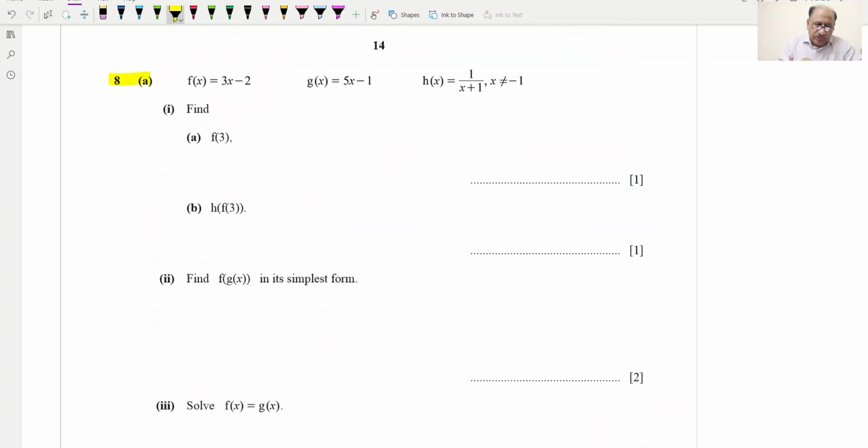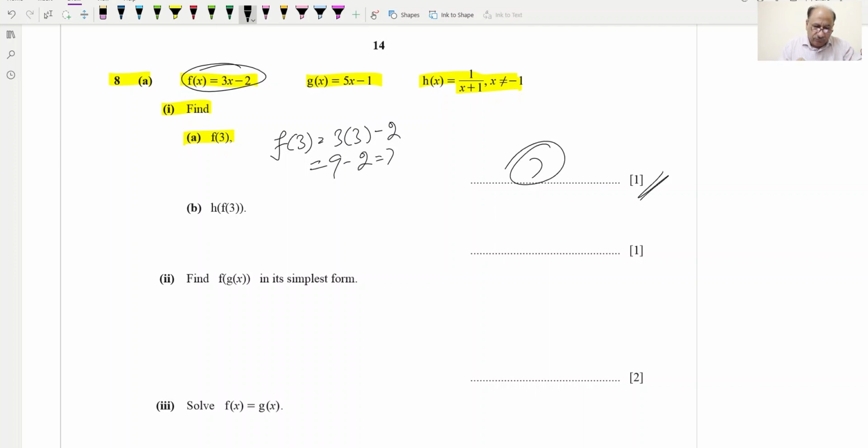Question number 8, a part f of x is given, g of x is given, and h of x is also given. Part 1, find f of 3. So to find f of 3, we'll be replacing 3 in this one. So f of 3 will be equal to 3 into 3 minus 2, which will be 9 minus 2, which is equal to 7. So 7 will be our answer for this one.